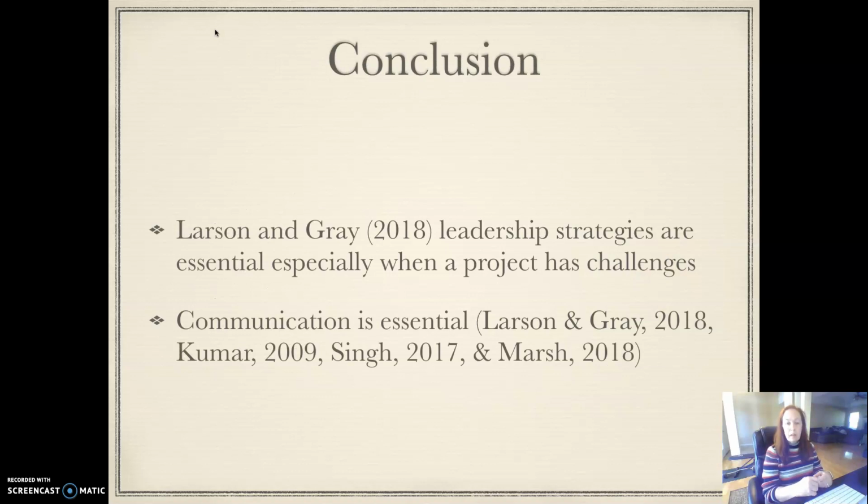Larson and Gray say that leadership strategies are especially important when the project is having challenges. If the project is having challenges, there has to be increased communication, and people do look to the leader as to what they're going to do next. If the project is running smoothly, a manager is sufficient.